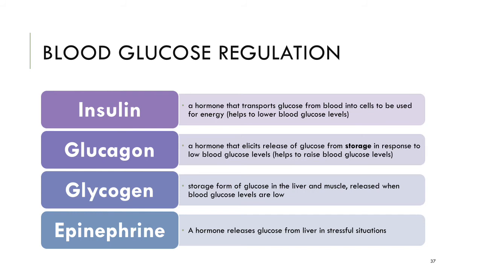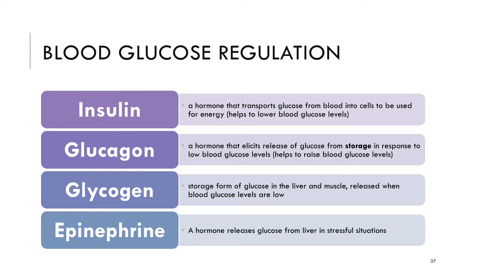which is ATP. This process of transferring glucose from the blood into our living cells decreases the concentration of glucose in the blood, and therefore helps to lower our blood glucose level. Next, I'll talk about glucagon.